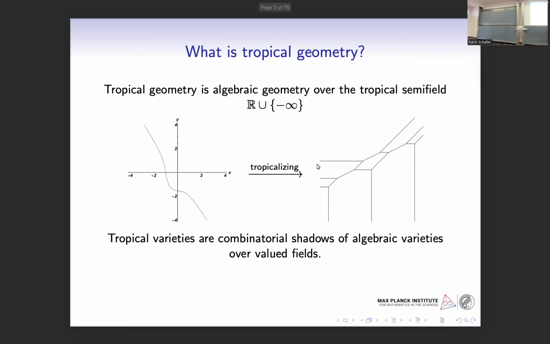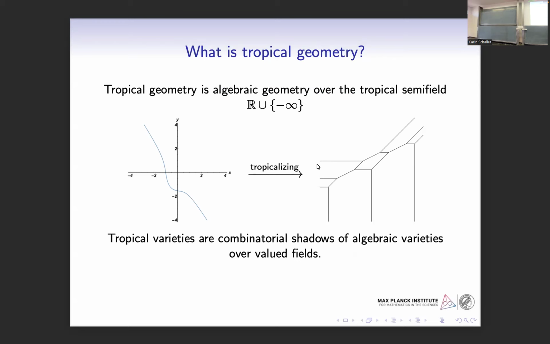In algebraic geometry, we work with zero sets of polynomials, or algebraic curves in our case here. And when we tropicalize, we get something like this. So this is a tropical curve. It's a polyhedral complex. And in this sense, tropical varieties are combinatorial shadows of algebraic varieties over valued fields. So this is kind of the picture that you should have in the back of your mind for these two slogans from Monday.